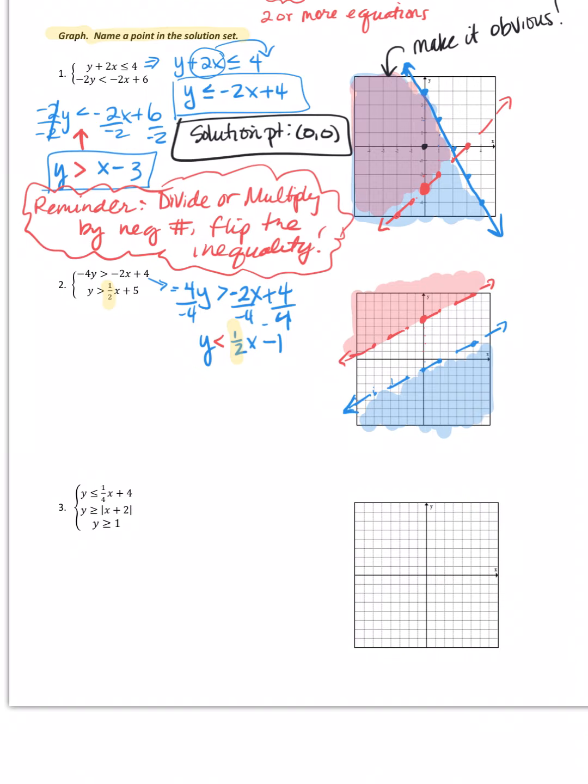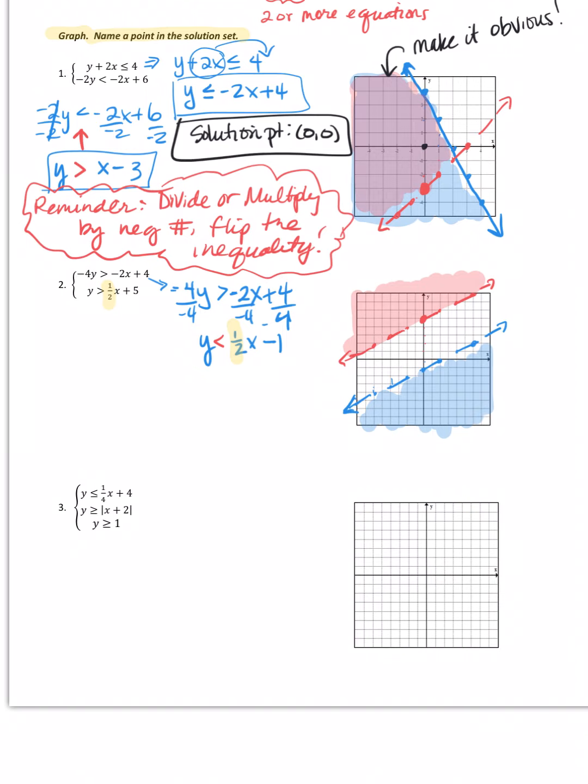Now let's do the second equation. y is greater than or equal to the absolute value of x plus 2. So that's taking my vertex and moving it left 2, 1, 2. And then I have a slope of 1, so I'm going to just go up 1 over 1. All right, so it's a solid line because it's greater than or equal to. So I'm going to draw my solid line like that.